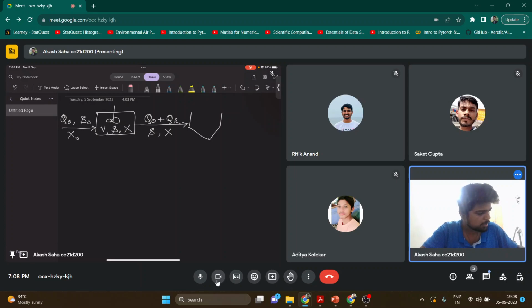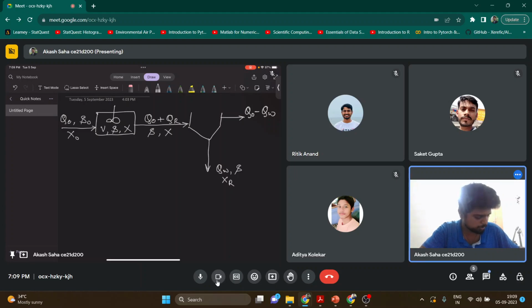After the settling, a part of it will be wasted. That will be my QW, where again the substrate concentration will still be the same, because we assume that there is no biological process happening in the settling chamber. So the substrate concentration will be S, but the residual biomass concentration will be XR. Some part of the inflow will come out as the effluent, so the flow will be Q naught minus QW. Whatever has been wasted, we subtract from the initial Q naught.